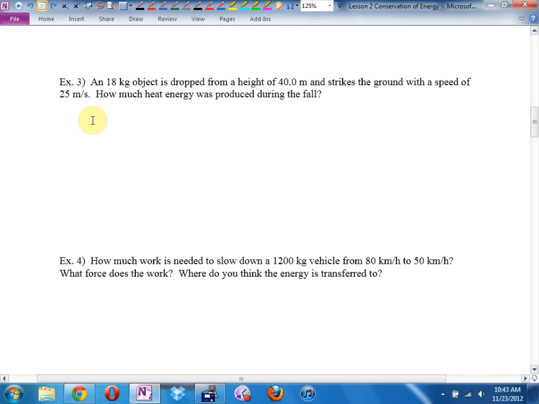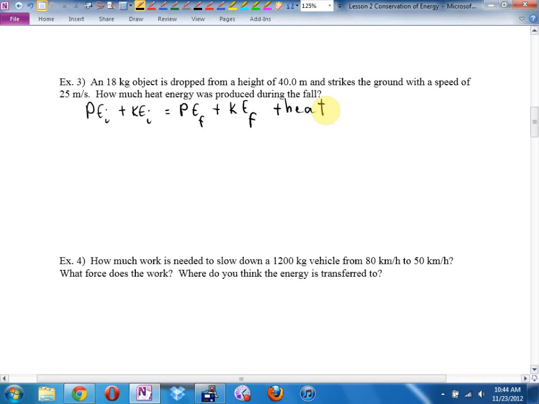An 18-kilogram object is dropped from a height of 40 meters and strikes the ground with a speed of 25 meters per second. How much heat energy was produced during the fall? This looks like a job for conservation of energy. But this time, since they mentioned heat, I'll say, you know what? The energy doesn't balance. Whatever's missing must have gone into heat. Just like when I smashed those chrome spheres together.